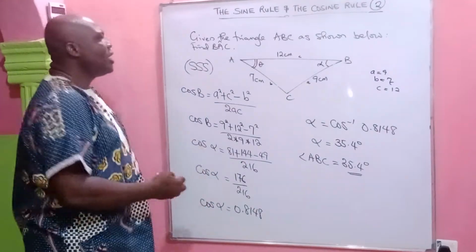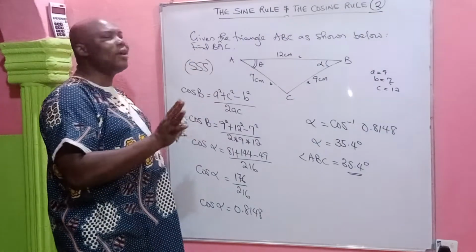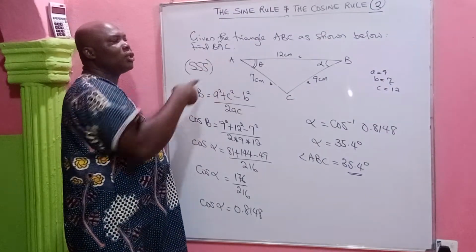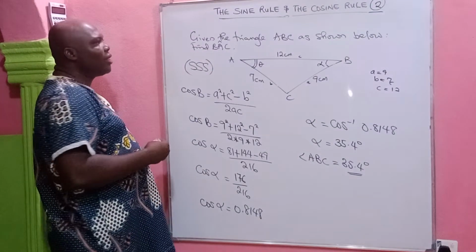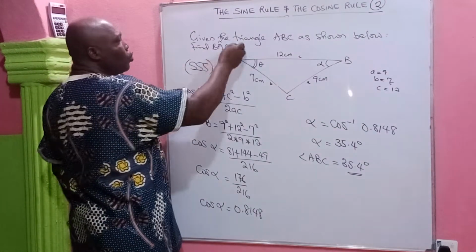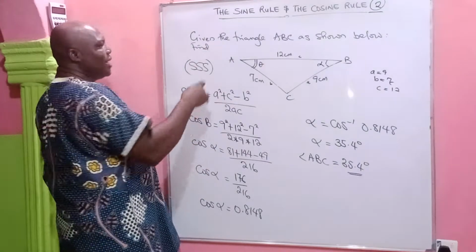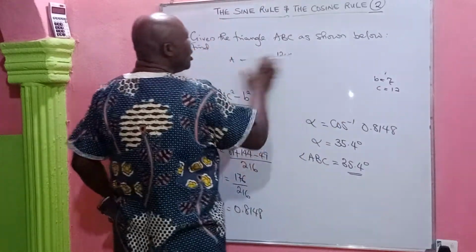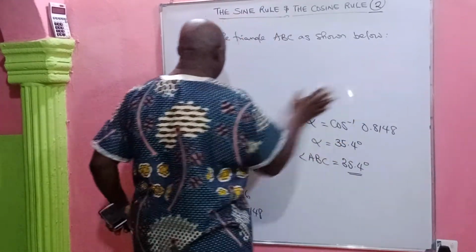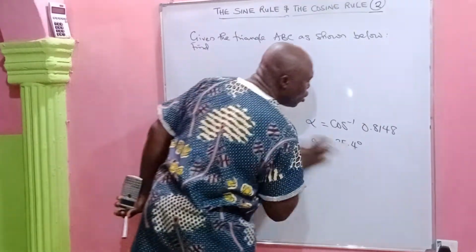All right, so here we've been able to use the cosine rule when three sides of the triangle are given, SSS. The second condition for which we use the cosine rule is when we have side, side, and included angle. Okay, so let's see how we can do that. Side, side, and included angle. Assuming we have side, side, and included angle, what do we do?